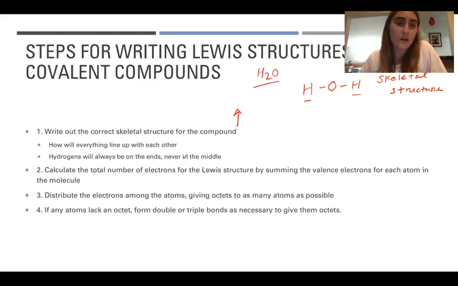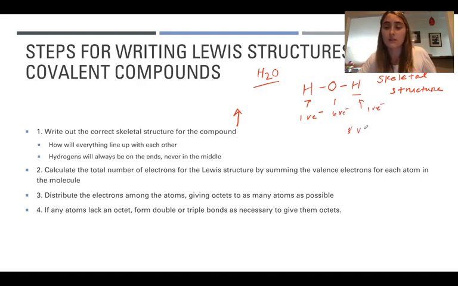Then you're going to calculate the total number of electrons for a Lewis structure by summing the valence electrons for each atom in the molecule. Now, we've been doing this the whole time. Hydrogen has 1 valence electron, and if I go to my periodic table, which is what you guys will do, it says oxygen has 6 valence electrons. So in this case, 6, 7, 8 total valence electrons. You're going to total your valence electrons up. That's step 2, total valence electron count.